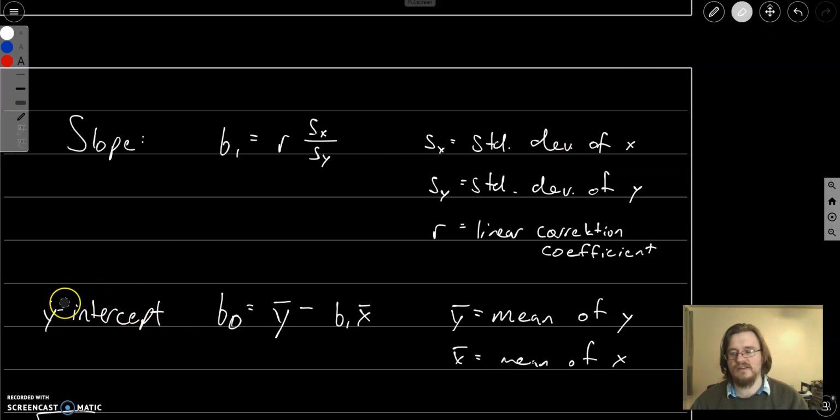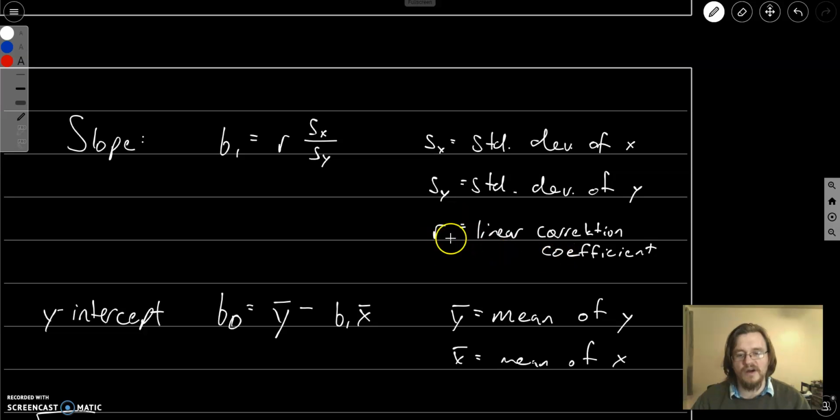Got to write that in. So for the slope, B1, this is going to be r times s of x divided by s of y. So sx and sy are just going to be the standard deviations from our samples. And r is going to be the linear correlation coefficient.